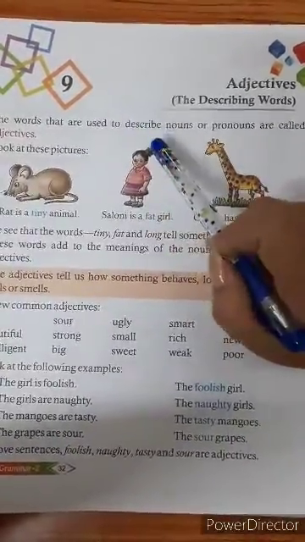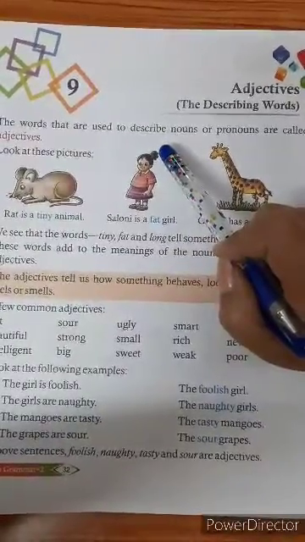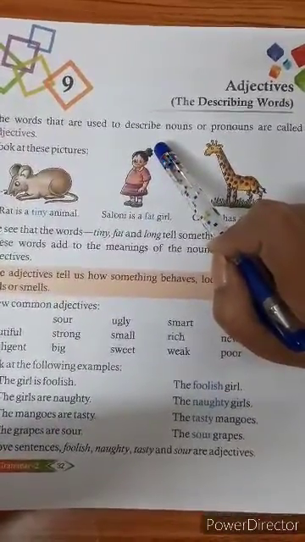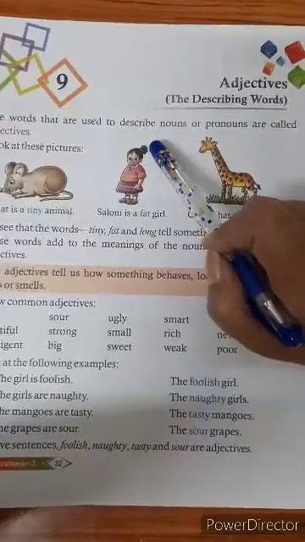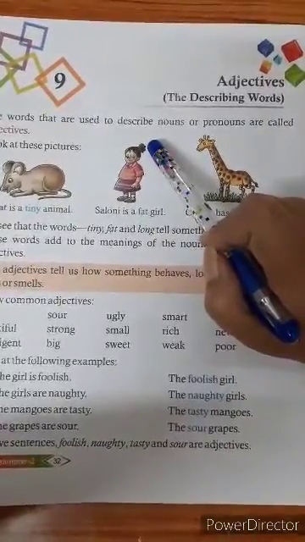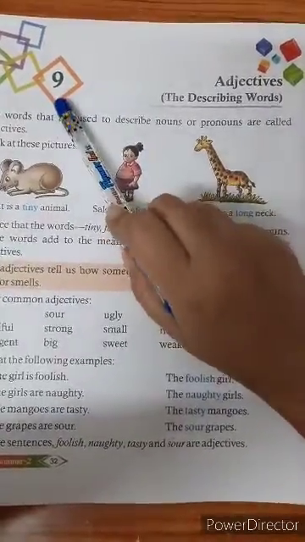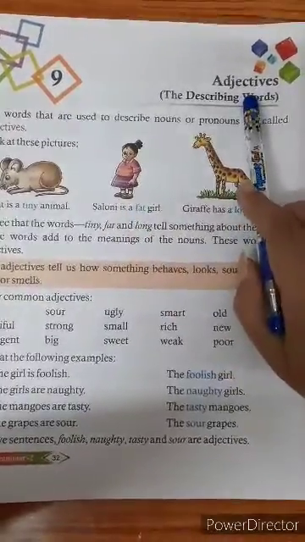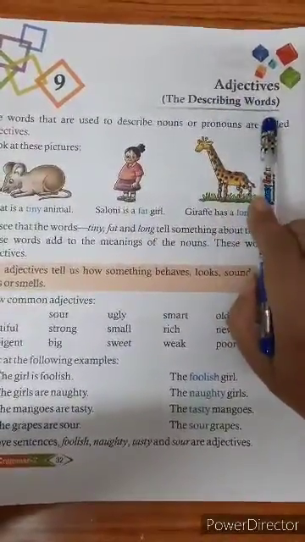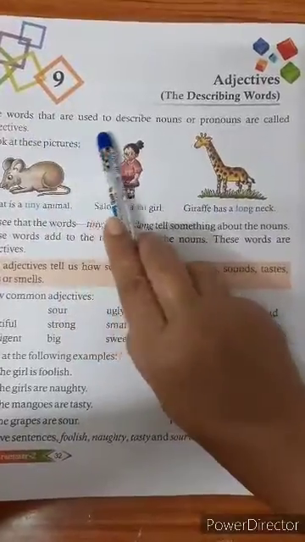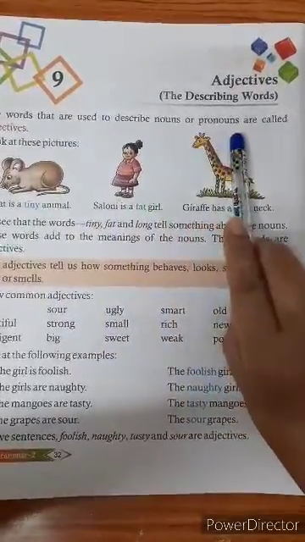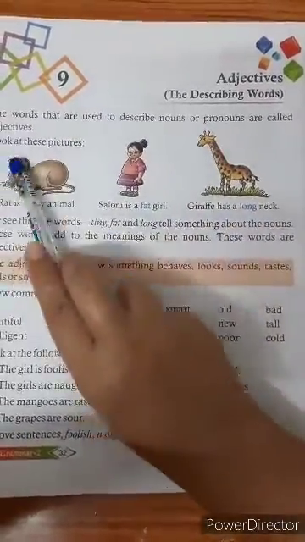Students, in the earlier lesson, we studied about pronouns. Pronouns are words used instead of repeating nouns in a sentence. And today we will learn about adjectives, the describing words. The words that are used to describe nouns or pronouns are called adjectives.